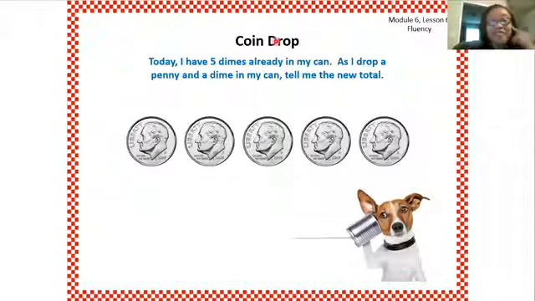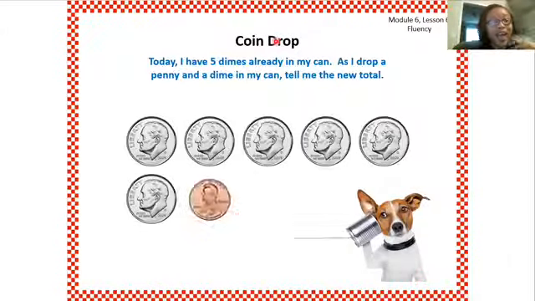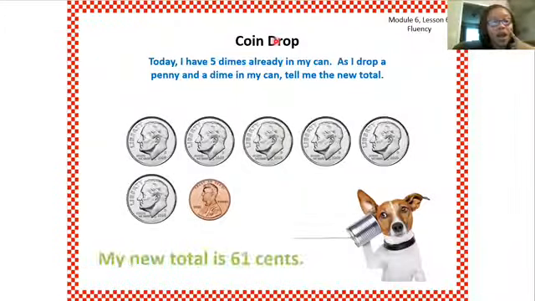I see that I have 5 dimes already. I added 1 dime and 1 penny to my can. Therefore, my new total is 61. Do you see how we got that?